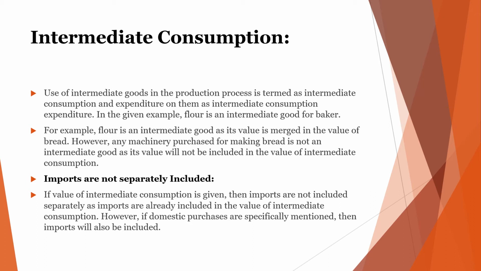So the purchase of raw material and non-factor inputs will be treated as intermediate consumption, whereas purchase of machinery, fixed assets and factor inputs is not included in intermediate consumption. Imports are not separately included. If the value of intermediate consumption is given, then imports are not included separately. But if the question mentions domestic purchase of raw material, then add imports.